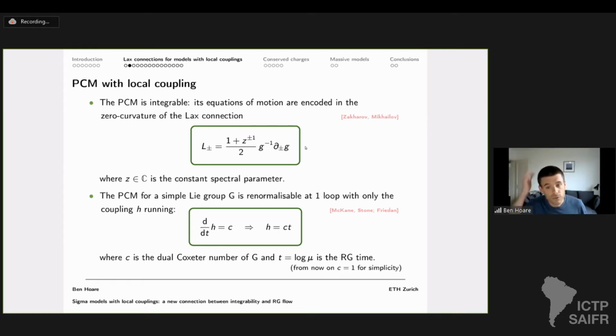The model is also renormalizable at one loop, and there are no new couplings introduced, so only the coupling h runs. It runs in the following way: dh/dt, where t is the RG time, is equal to c, where c is the dual Coxeter number of g. So we solve this easily, h is linear in the RG time. We can rescale t to eliminate c, so from now on I'll set c equal to 1. This is just for simplicity. It can always be reintroduced by rescaling the relevant variable.